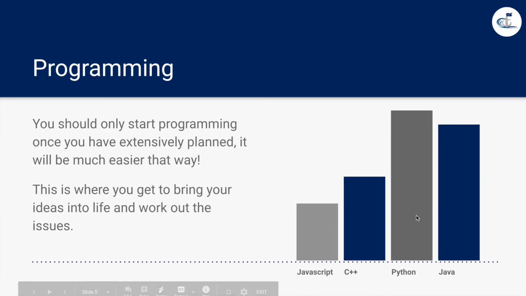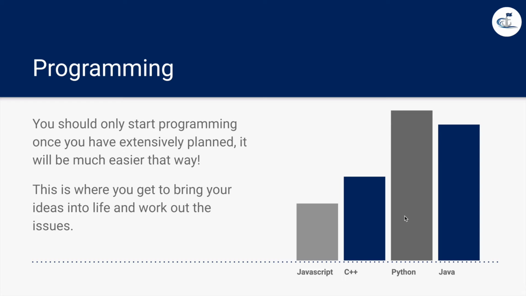Now programming. You should only start programming once you have extensively planned, and it will be much easier that way. You'll know exactly what you're trying to implement or figure out if what you're trying to implement is even possible. Now this is where you get to bring your ideas into life and work out the issues. If your original idea isn't quite possible but you found another solution, then you'll be able to implement your design, which won't be that hard if you have an extensive plan.